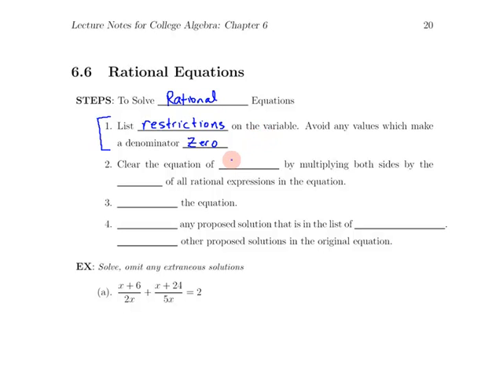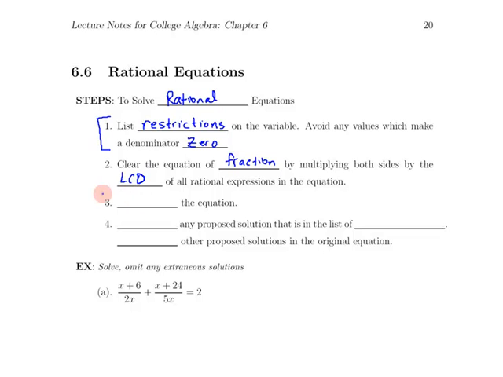The next step is to clear the equation of any fractions. The trick for doing that is the same technique that we used back in section 6.3 when we were looking at complex fractions. We multiplied the numerator and the denominator by the LCD, the lowest common denominator, of every fraction in that fraction. That got rid of the fractions. Well, that's the same trick we're using here. We can now multiply both sides of the equation by the LCD, and that will get rid of all the fractions. So multiply both sides by the LCD of all rational expressions in the equation.